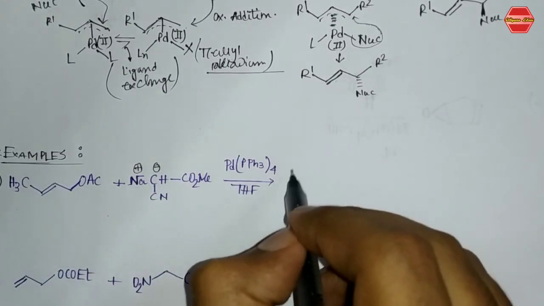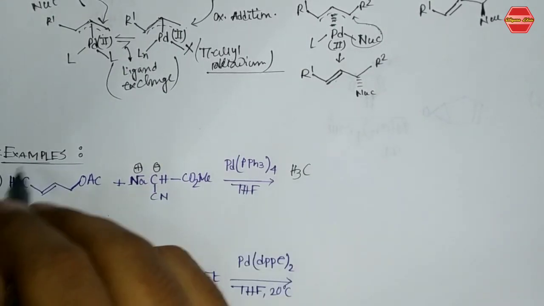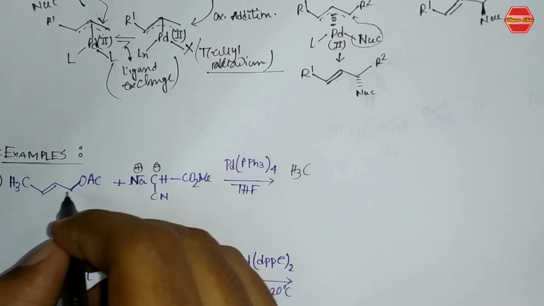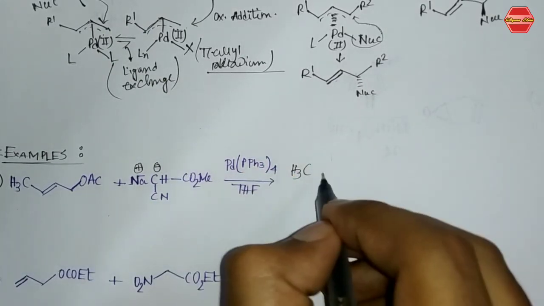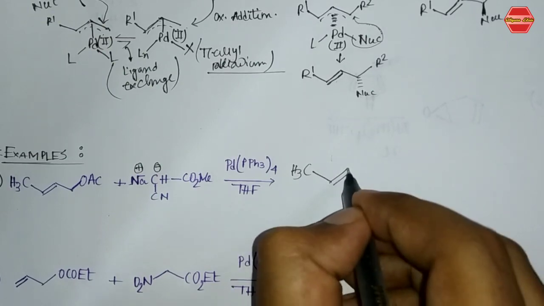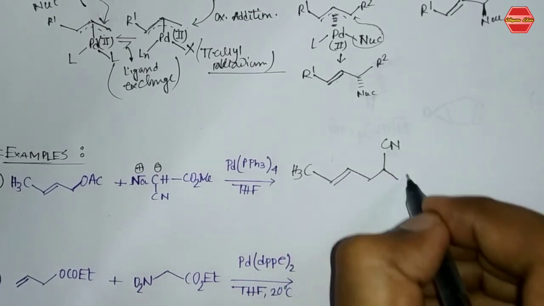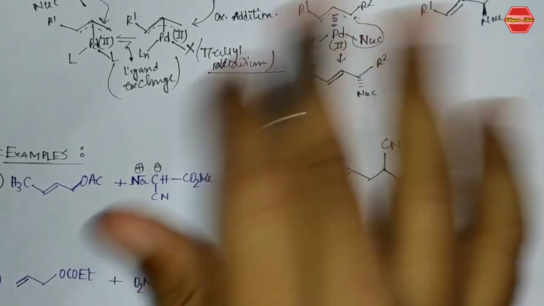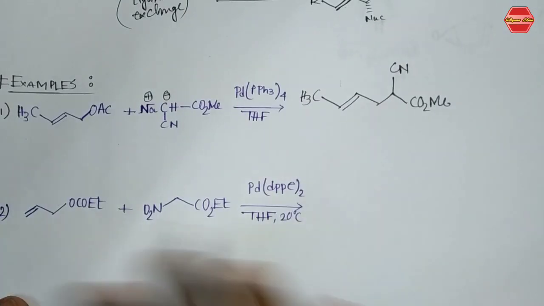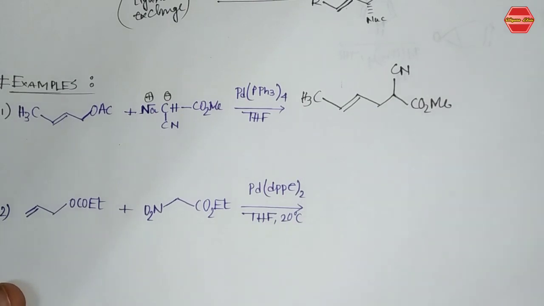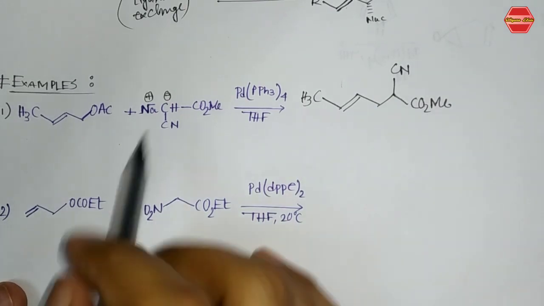So the final product that we are going to get: this side is quite bulkier, and here are your 2 CH2 units, so this side is quite free for this nucleophile to attack. So we are going to get this one, that is cyanide and CO2Me, and this is your major product from this reaction. Now the next thing is, if you have this group, what about these cases? Now how can we do this reaction?